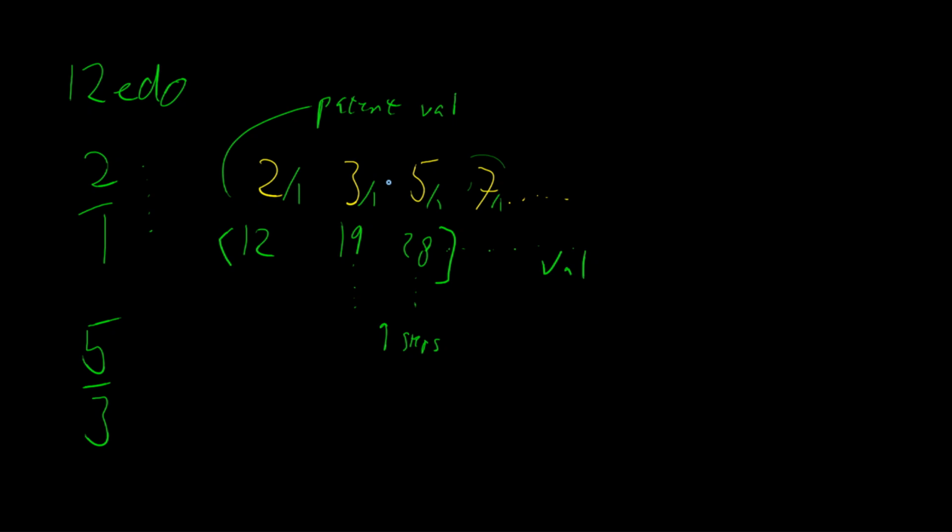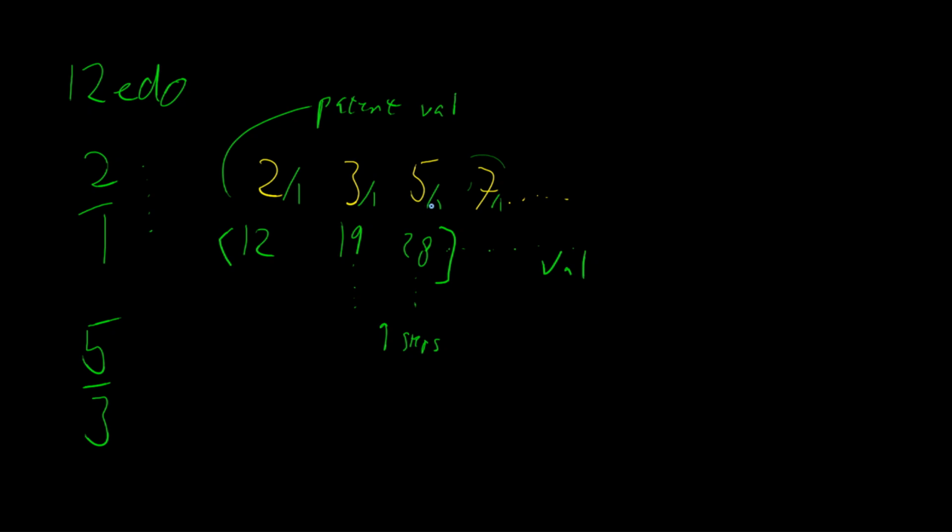The patent val simply means that we've taken the val here, we've taken the number of steps to approximate each prime frequency ratio, as the closest approximation we can get in the temperament. So 19 steps in 12-EDO isn't exactly a ratio of 3 to 1 in frequency. It's just very close, and 28 steps isn't exactly 5:1. It's just the closest that we have.